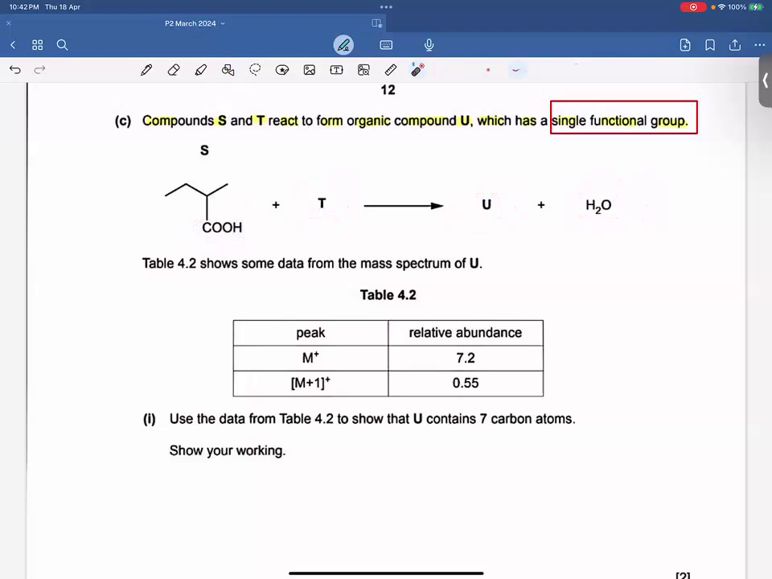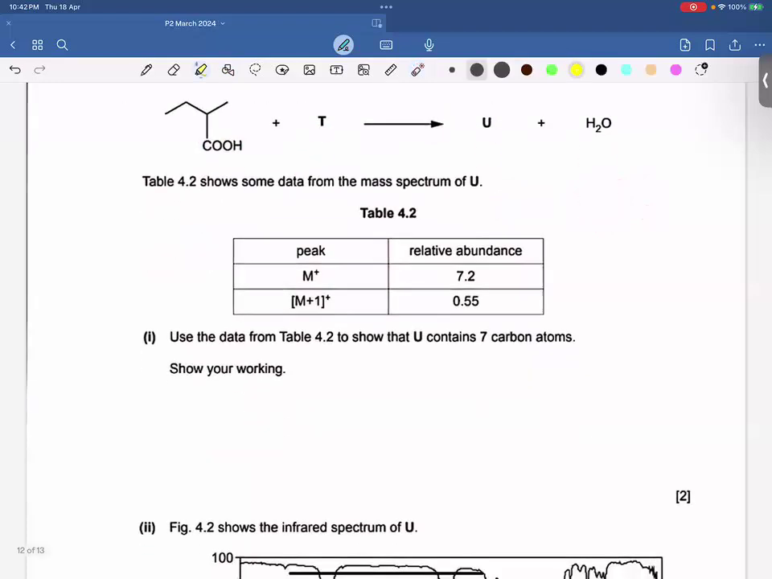I don't really have any clue at this stage what's going on in this reaction. So let's move on to the next part of the information. Table 4.2 shows some data from the mass spectrum of U. We have the relative abundance of molecular ion P. If you remember, in lecture, this is the molecular ion peak, and according to my lecture, this molecular ion peak gives the information about the molecular mass of the compound. This is the M plus 1 peak, and this M plus 1 peak gives the information about the presence of carbon-13 in the mass spectrum.